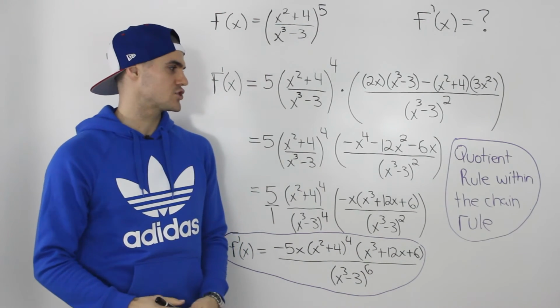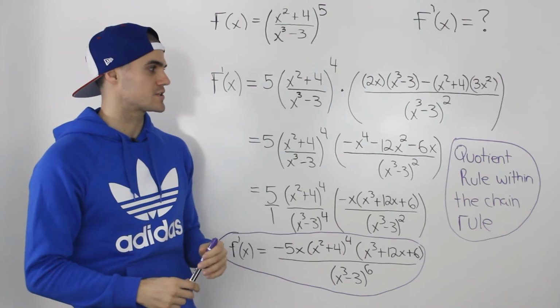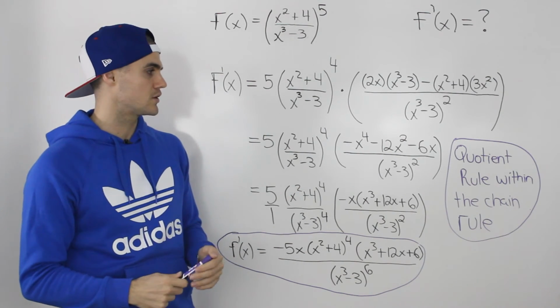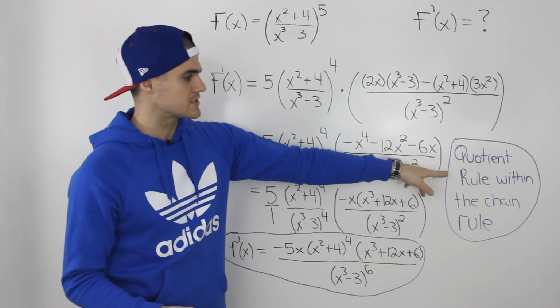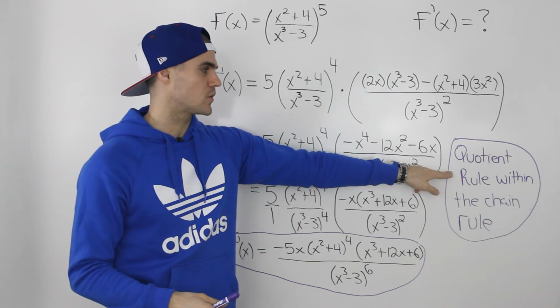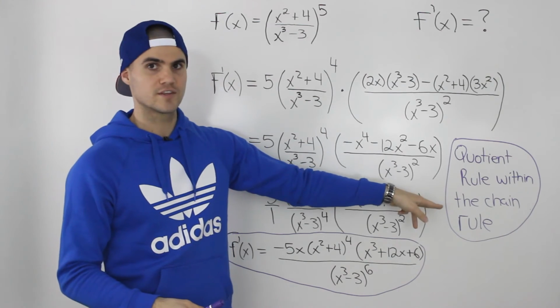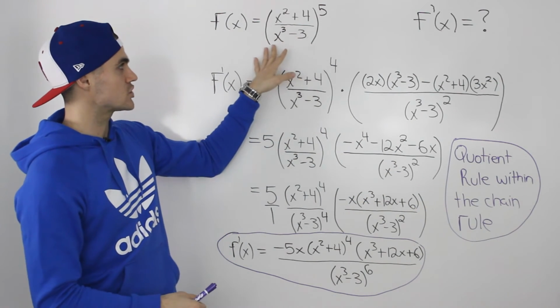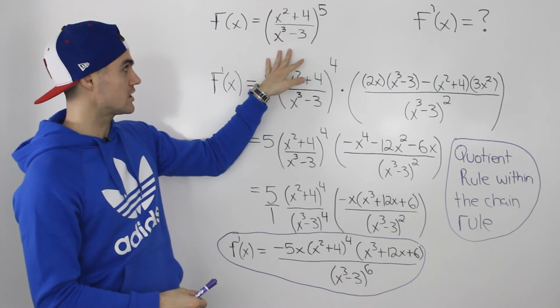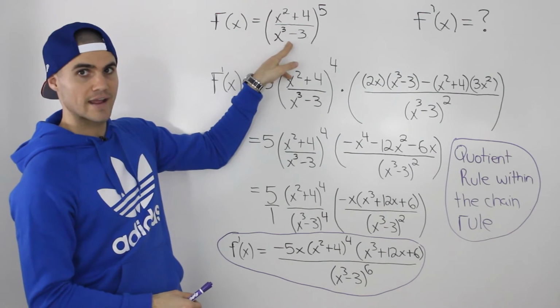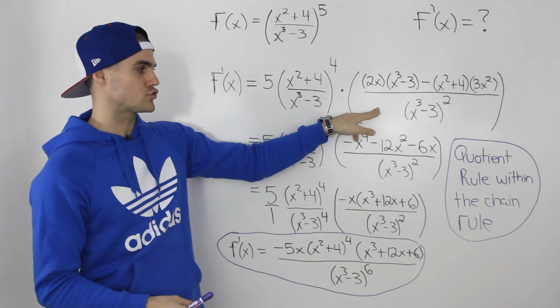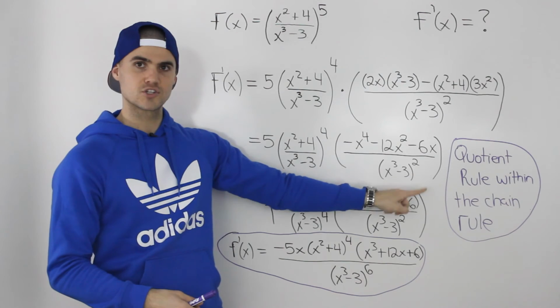Now, one more recommendation I want to make when you're doing these types of questions, even though the question never specifies for you to do so, is I would write out a statement like this at the end of each question. So in this question, we applied the quotient rule within the chain rule because we had to first apply the chain rule to this composite function, and then to find the derivative of that inner function, we had to apply the quotient rule. So the quotient rule within the chain rule.